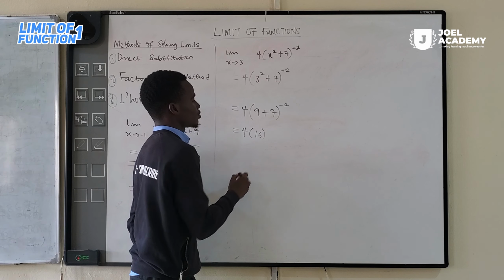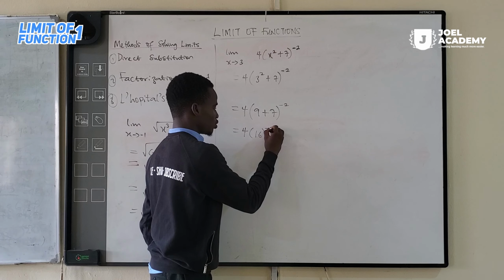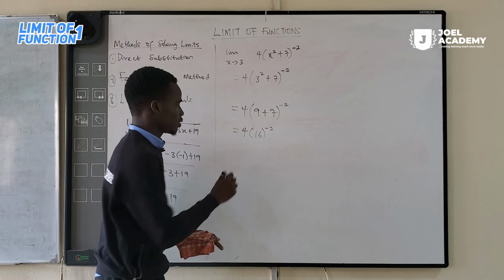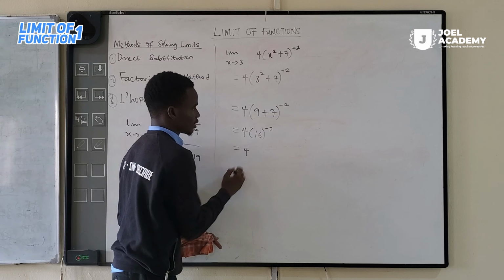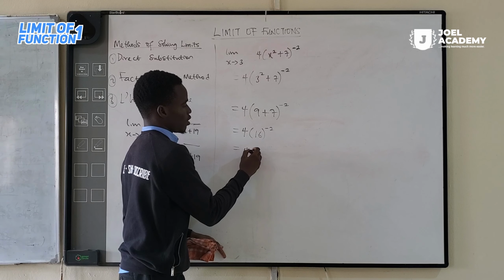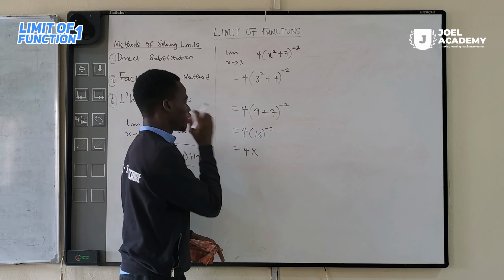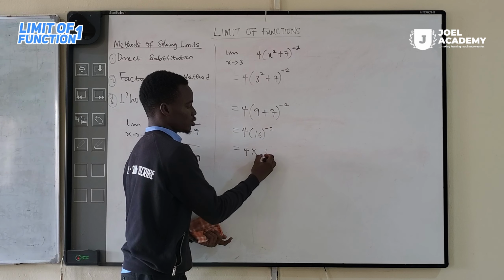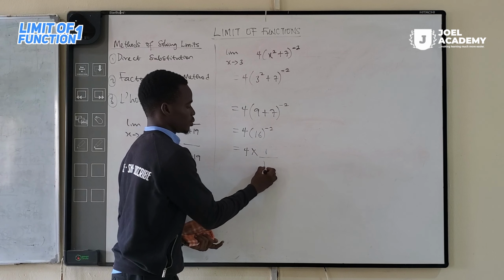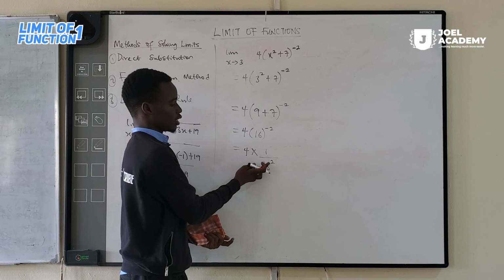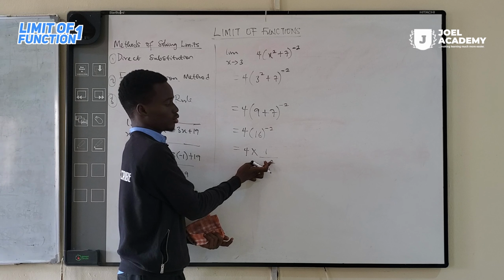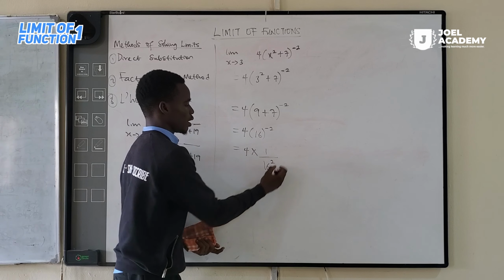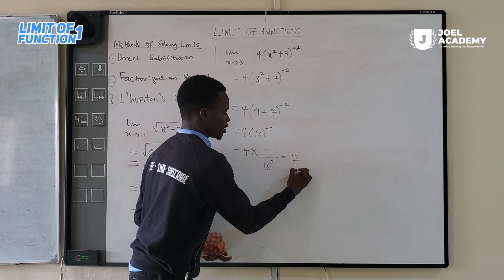16 all raised to the power of minus 2. According to the indices, just a brief one, we can rewrite this as 4 times 16 raised to the power of minus 2. We use up the minus by introducing a 1 over, and then we have 16 squared. So there is no 16 raised to the power of minus 2 here because we've used up the minus and introduced a 1 over. So we have 4 over 16 squared.